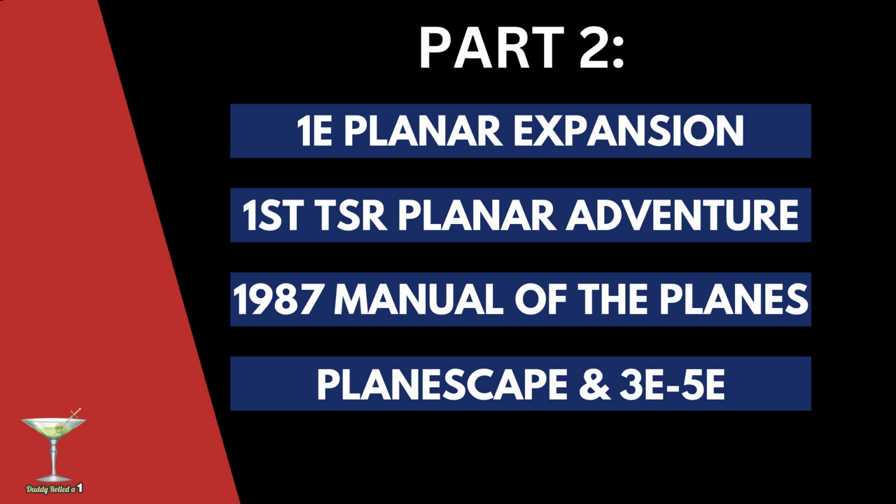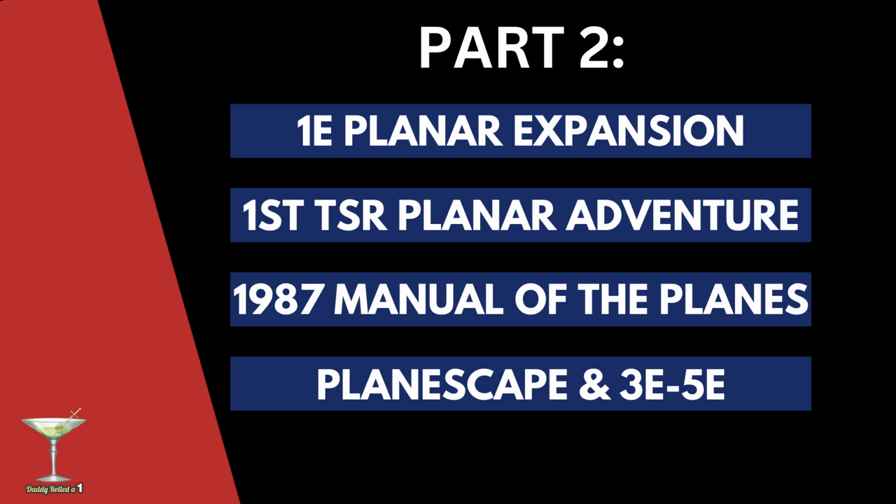And then we're going to jump into the 1987 Manual of the Planes, and that's going to be the core of what we're going to be talking about here, because that book really ended up developing and codifying the planar cosmology that we still use today in 5th edition. Then after that, very briefly, I'm going to go over some of the stuff that happened between 2nd and 5th edition after that Manual of the Planes was released, and talk about some things that were introduced over time.